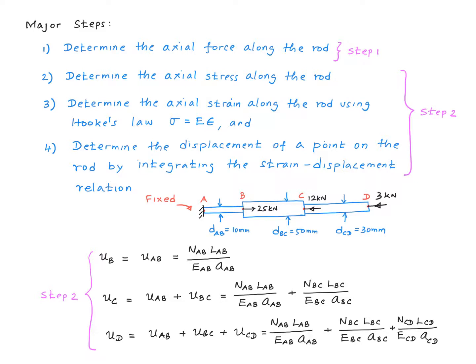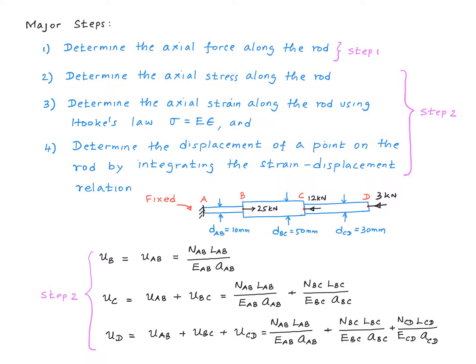If you recall, in another video we said there are 4 major steps, right? The first 3 steps are that in each of the segments we need to determine the axial force, axial stress, and the axial strain, right? Then in step number 4 we use the strain displacement relation to evaluate the displacements. We were able to combine steps 2 through 4, the last 3 steps, and come up with these equations for the displacements at these points, point B, point C, and point D.